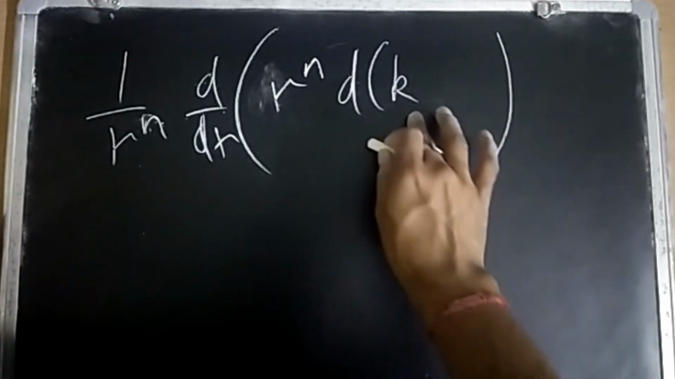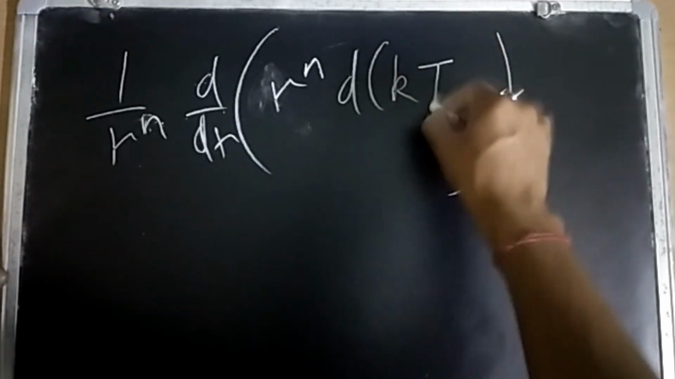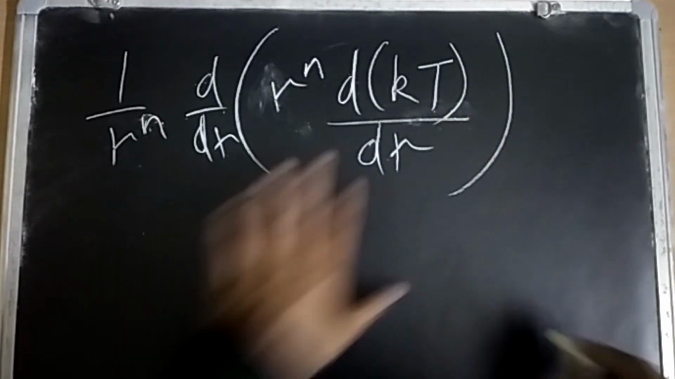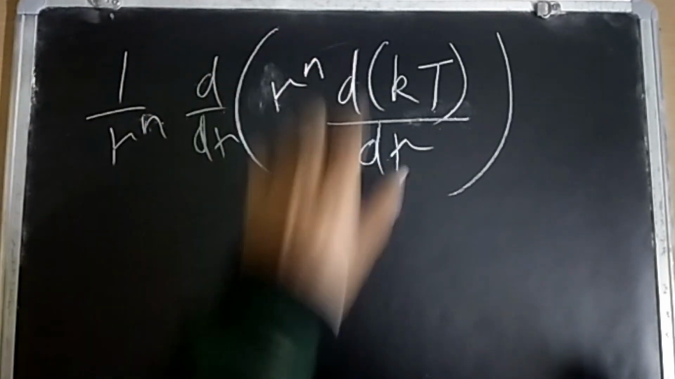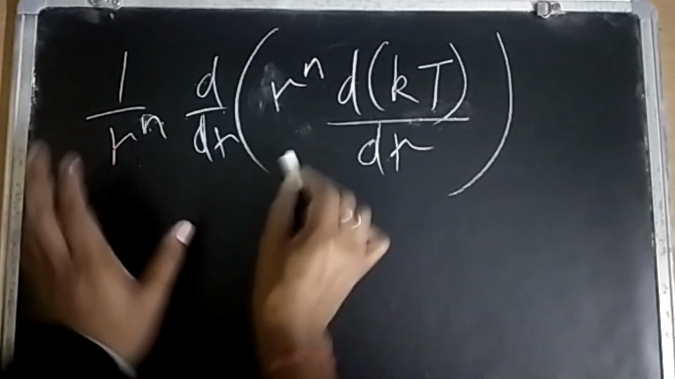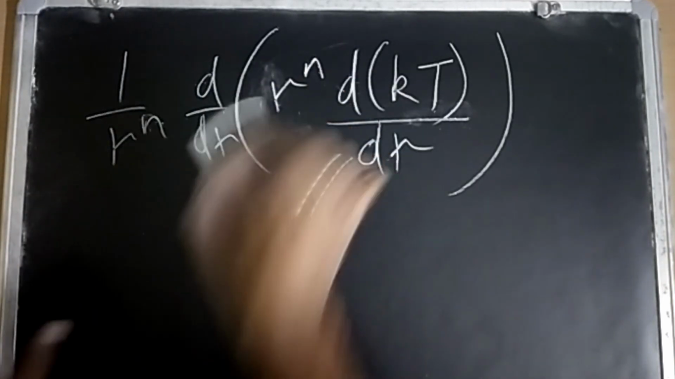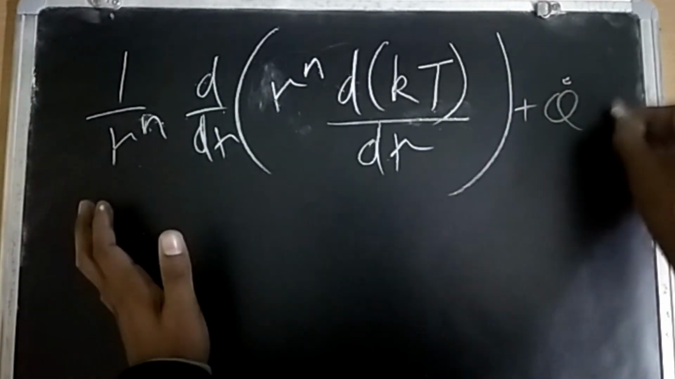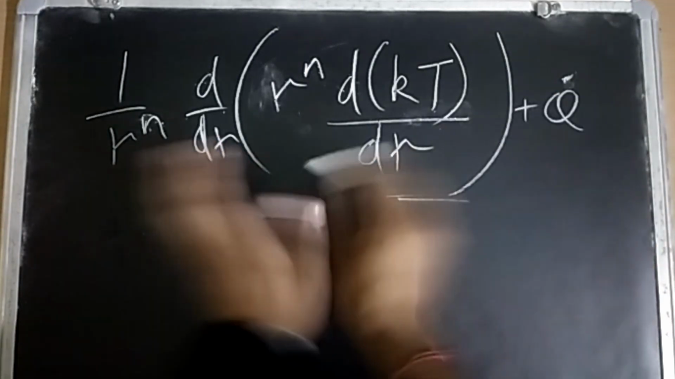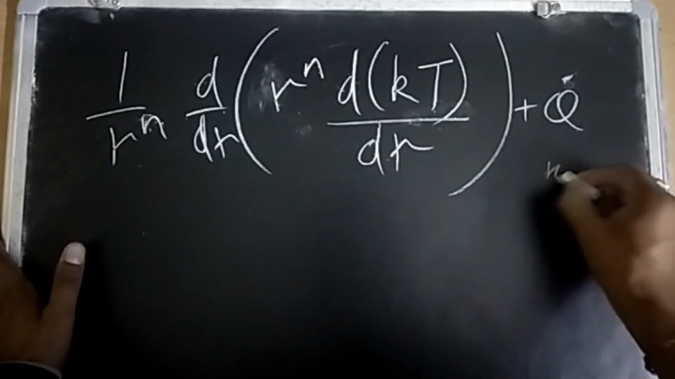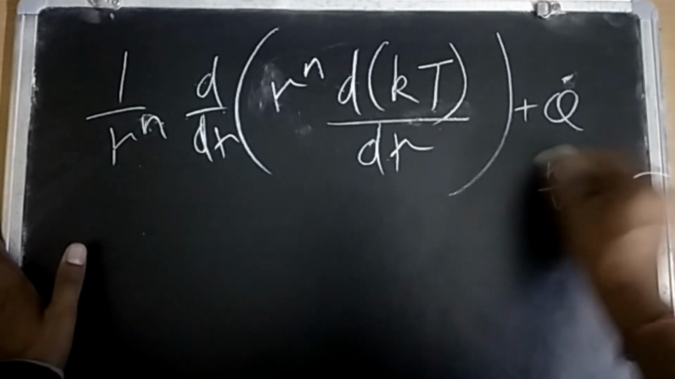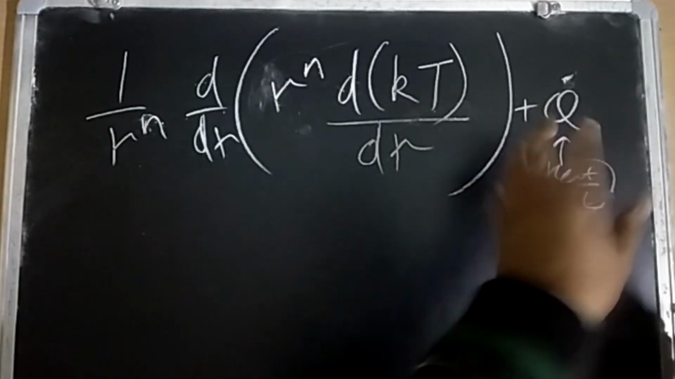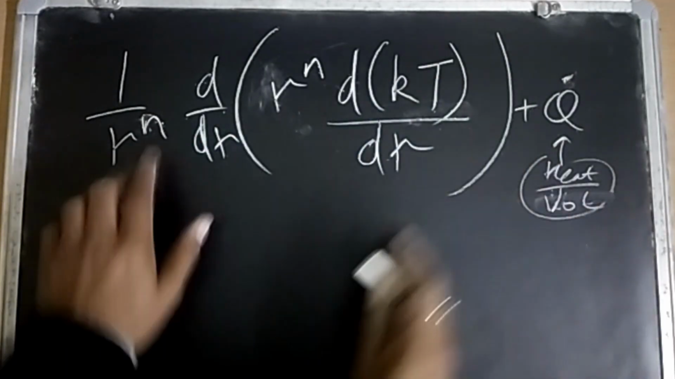Here we can write k. Sometimes k is not a function of T, so it can come out. So d kT upon dr. So this d by dr is also d by dr, but inside, between these two, it is sandwiched. So r raised to the power n, and outside it is divided also. This whole thing plus q dot is heat generation per unit volume. Remember this, heat generated by a source or sink, it can also be a heat sink that would take up heat.